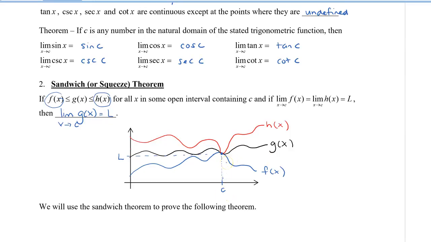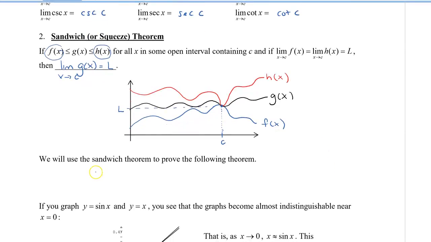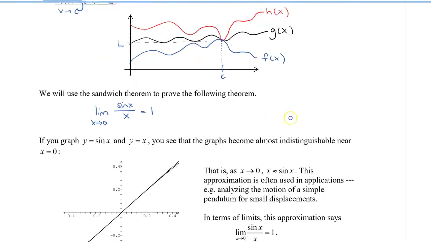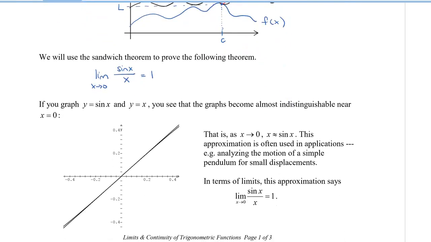We're going to use this sandwich theorem to prove that the limit of sine x divided by x as x approaches 0 is equal to 1. Now, let's show you this graph here. This graph shows y equals sine x and y equals x, which are my numerator and denominator in this function. We can see that as we get really, really close to 0, it actually looks like it's the same line. So as x approaches 0, x is approximately the same as sine x. This approximation is used in many different applications.